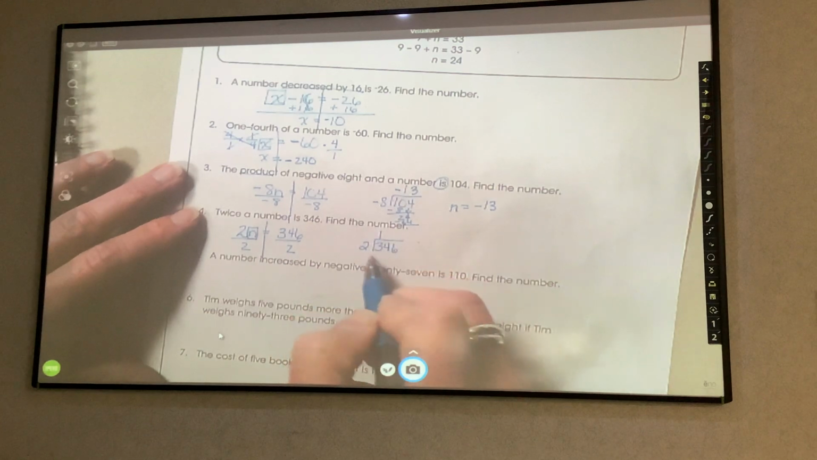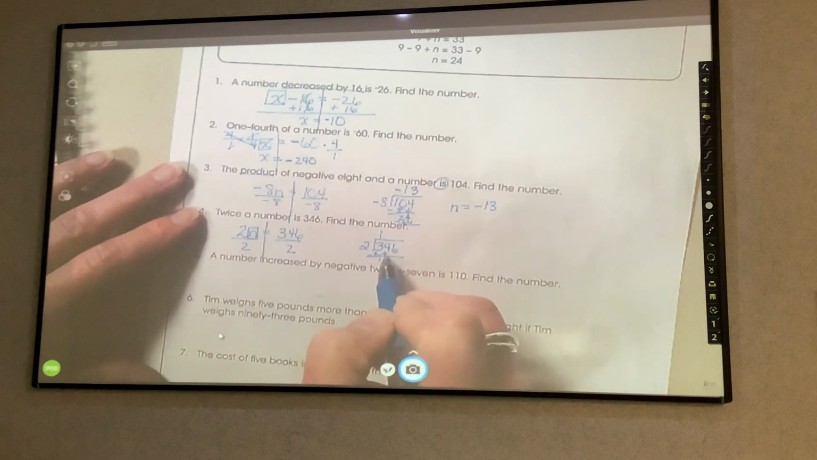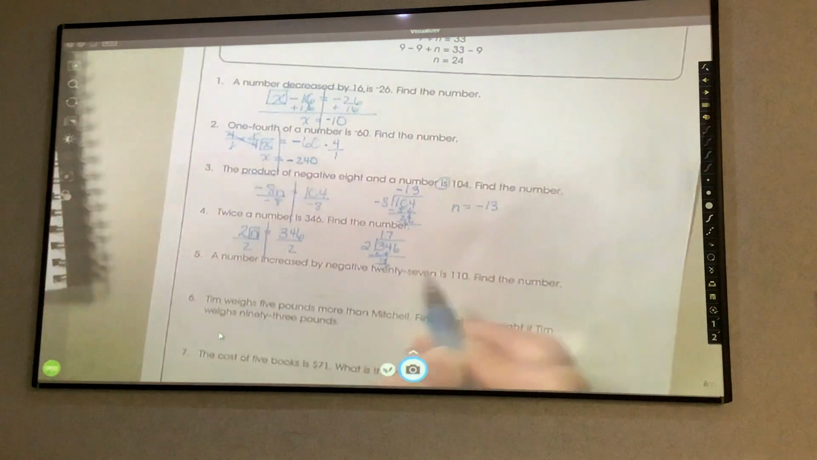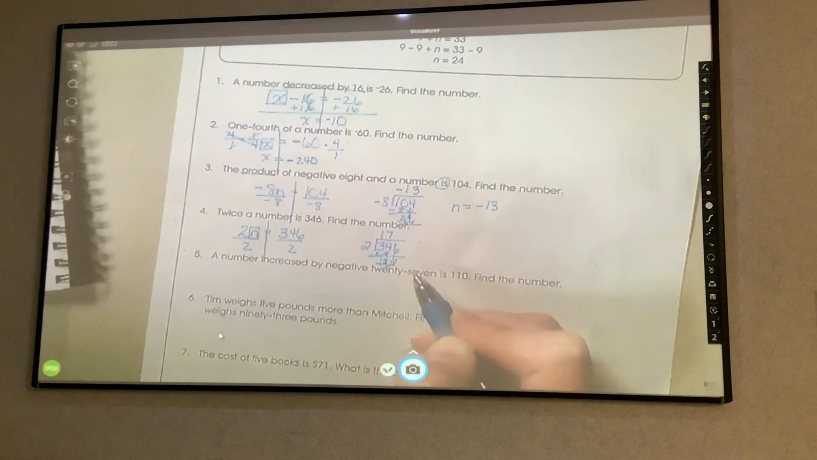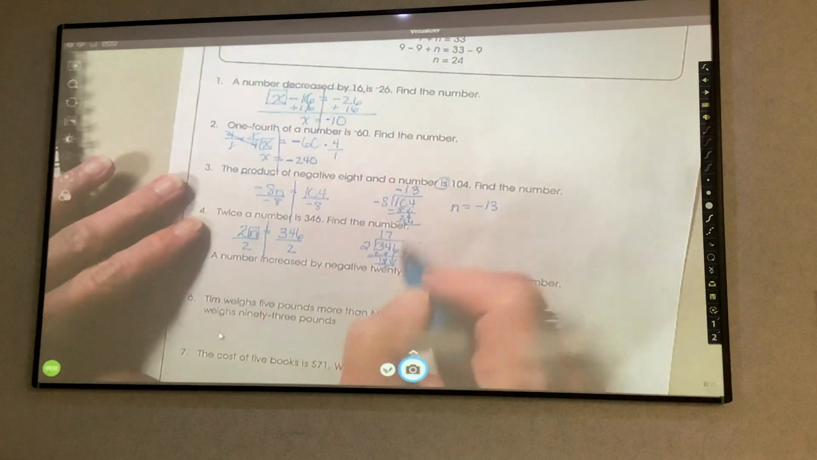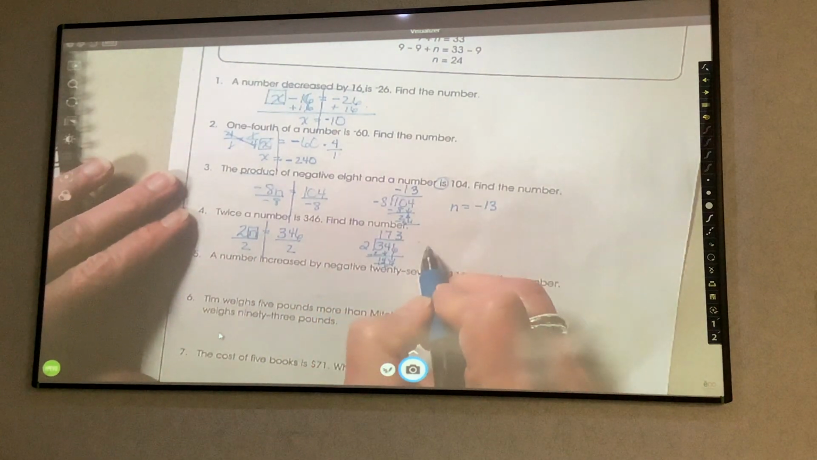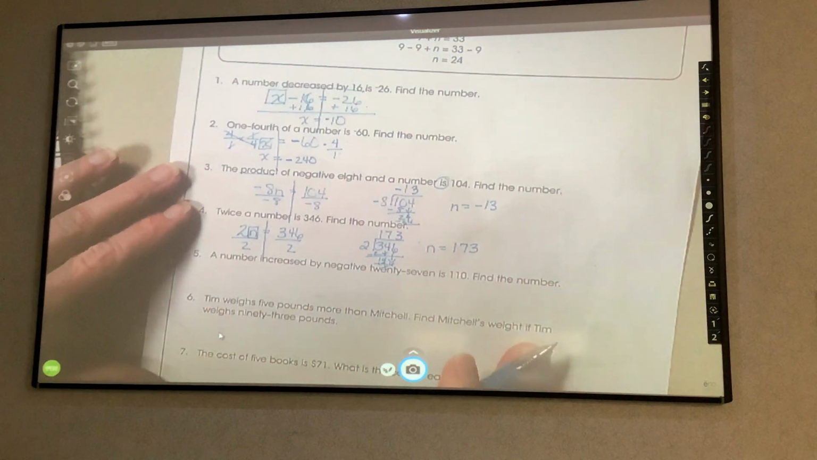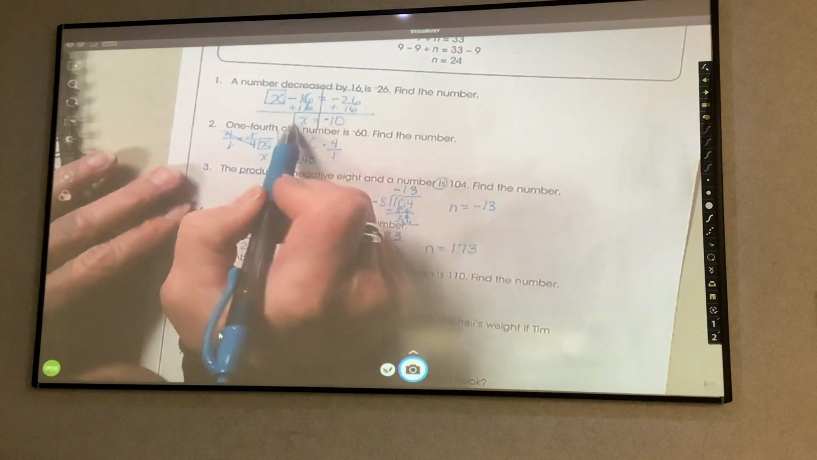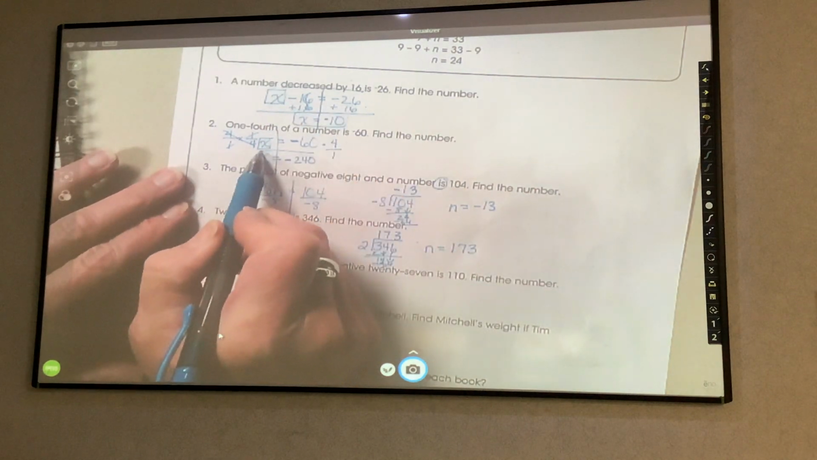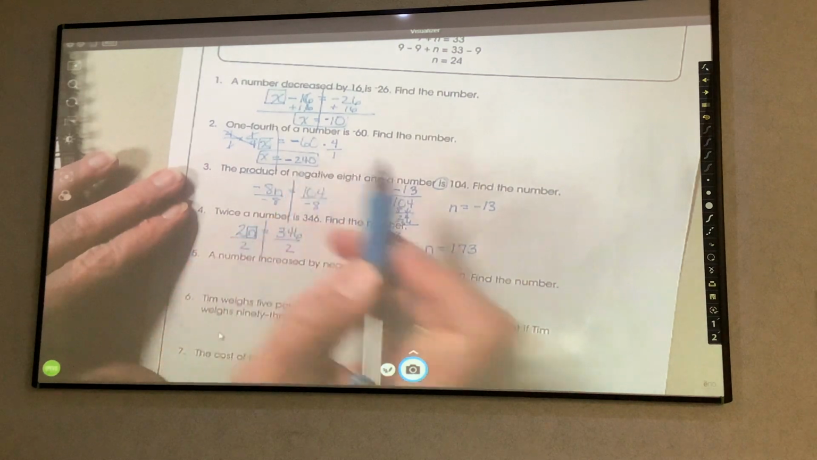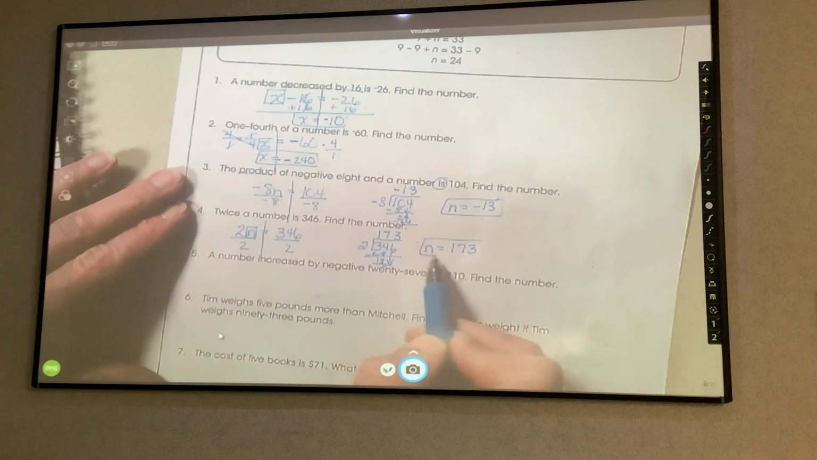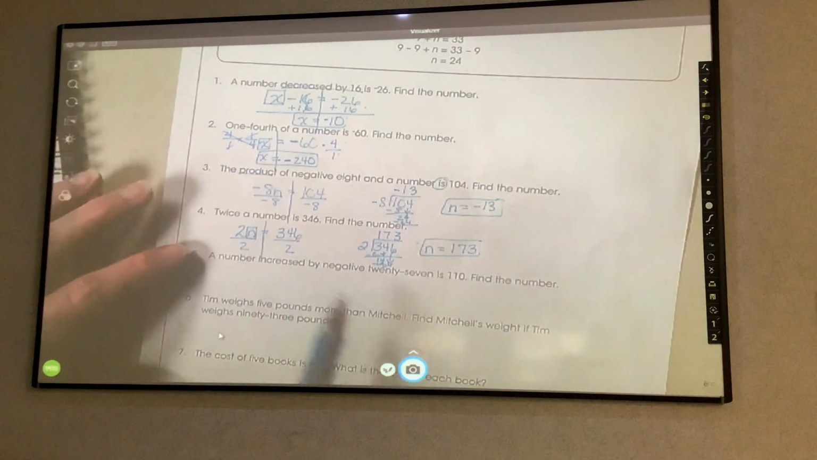2 goes into 3 once. 1 left. 2 goes into 14 7 times. And 2 goes into 6 3 times. So n equals 173. I'm going to come back here and I'm going to box up my answer so you can see it a little bit better. So even though they're one-step problems, you still have to do some work.